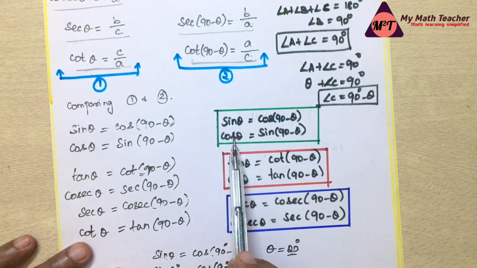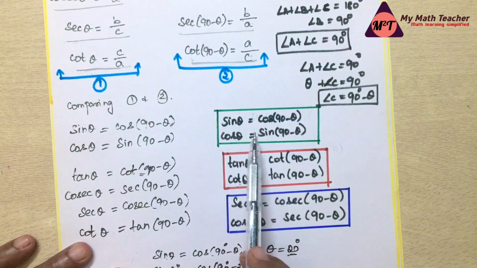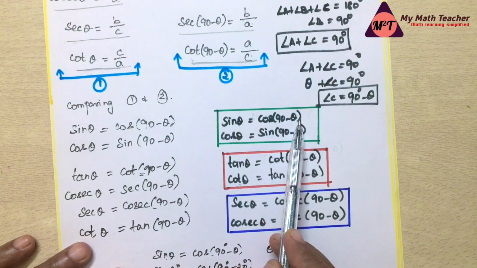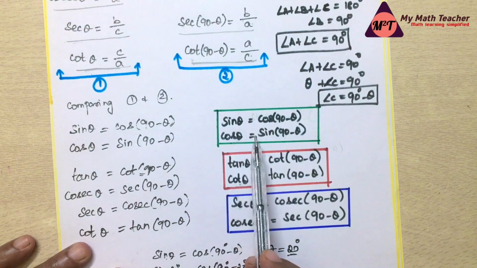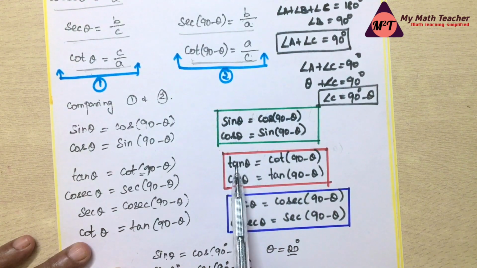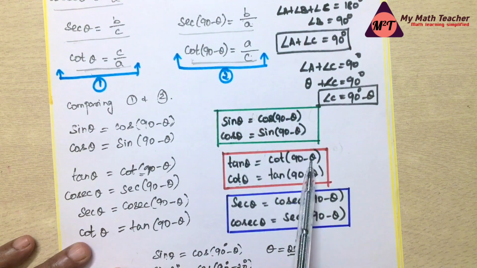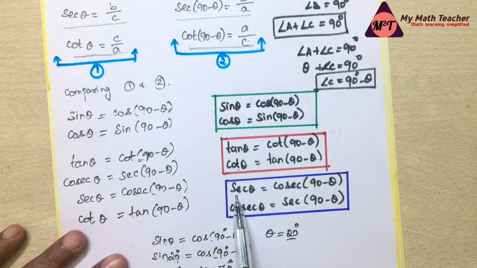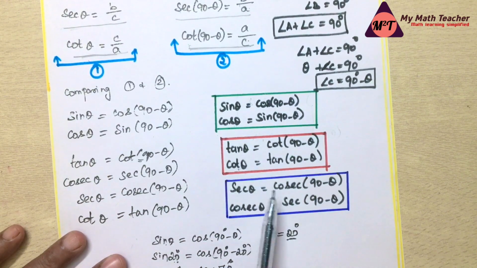Sine and cos, both the ratios are complement to each other. That is, sine theta is equal to cos 90 minus theta, and vice versa, cos theta is equal to sine 90 minus theta. The same for tan. Tan theta is equal to cot 90 minus theta, and cot theta is tan 90 minus theta. Secant theta is cosecant 90 minus theta. Cosecant theta is secant 90 minus theta. So we have to remember all these ratios of complementary angles to solve this exercise.